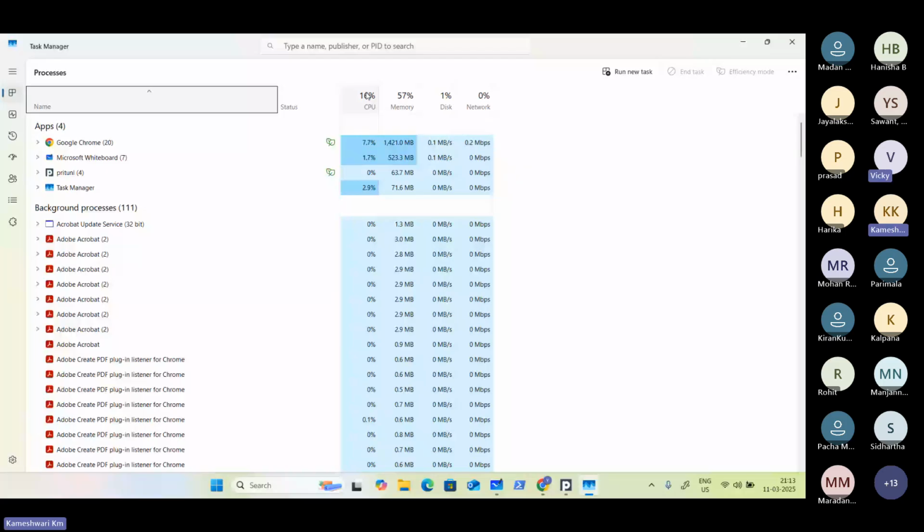Yes, it can, and it degrades the performance. After it hits 100%, if I try to run some application, will it run? No, it will not. The same thing happens with our application also.